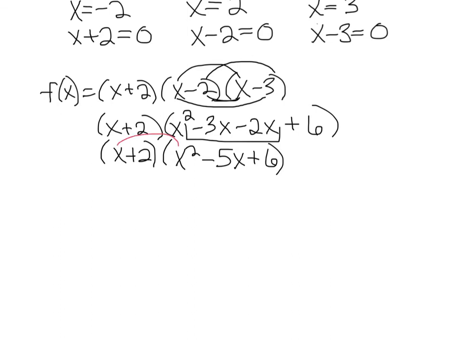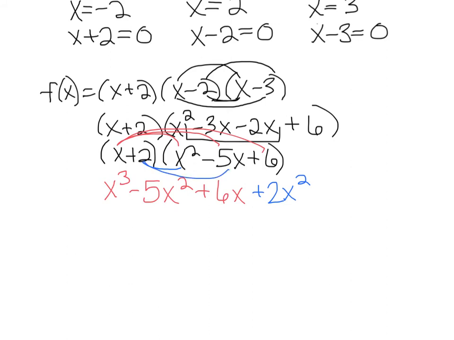So we first go x times x squared, which is x cubed, x times negative 5x, so that makes negative 5x squared, and then x times 6, which is positive 6x, and then we go to the second part, and we go 2 times x squared, which is 2x squared, 2 times negative 5x is negative 10x, and then last but not least, we have 2 times 6, which is a positive 12.